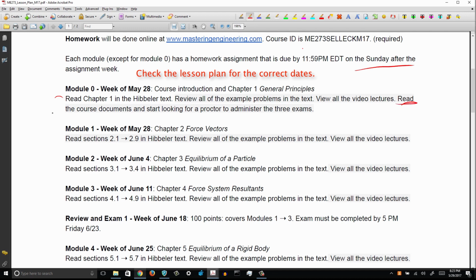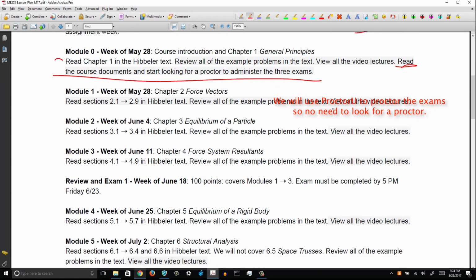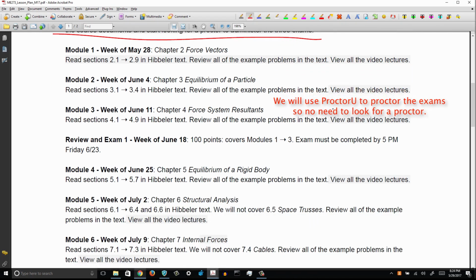Please also read all the course documents in this Module 0 and start looking for a proctor. Then Module 1 will cover Chapter 2 on force vectors. That's the week of May 28th. Module 2 is on equilibrium of a particle. It's the week of June 4th. And the week of June 11th is Chapter 4, force system resultants.